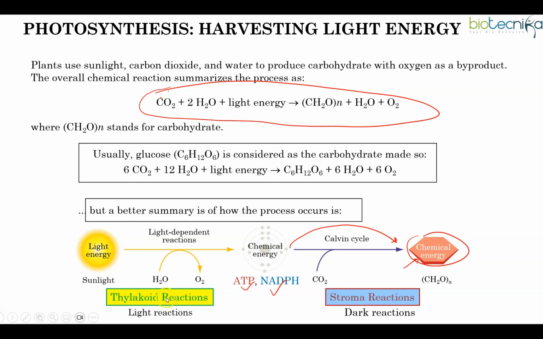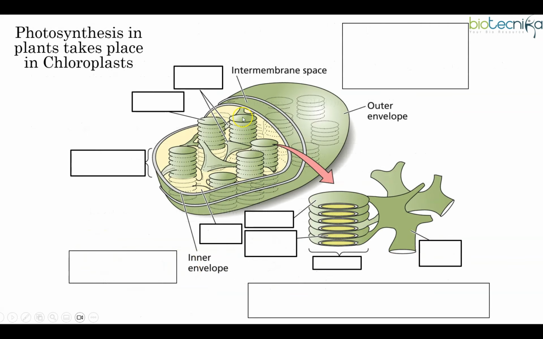Now while the light reactions take place in the thylakoid region of the chloroplast, the dark reaction takes place in the stroma of the chloroplast. Okay. So photosynthesis in plants takes place in the chloroplast. So yes, this is the stroma. Even the chloroplast is a double membrane structure.